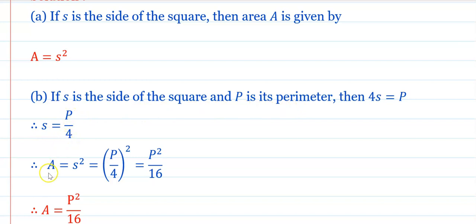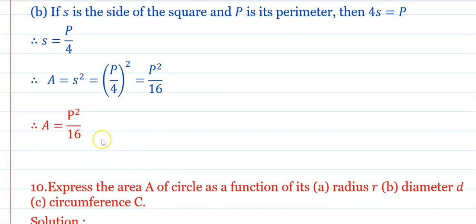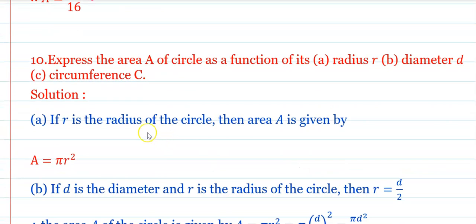Okay. Again, what is the area? Capital A is equals to S square. That means what? The side square. But what is the side? In terms of the perimeter, P by 4, in a bracket square, and therefore capital A is equals to P square upon 16, and hence this is the answer. Okay. Now the question number 10.